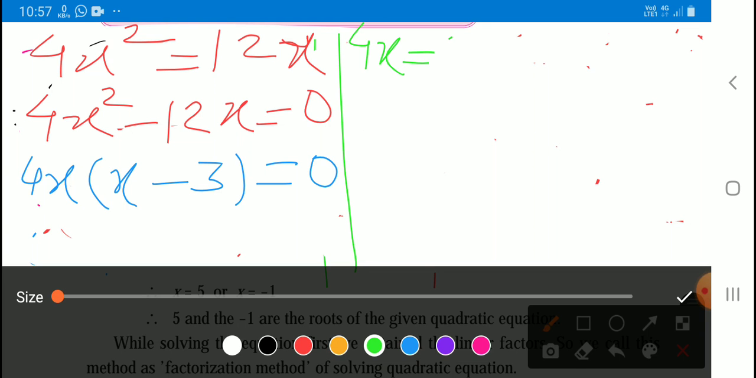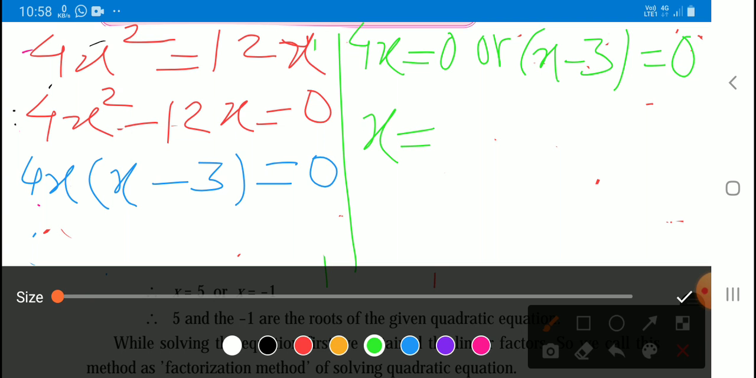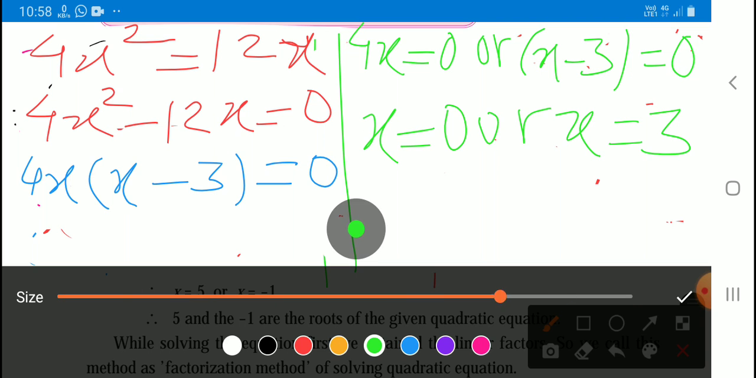So here I can write 4x is equal to 0 or x minus 3 is equal to 0. Okay. Then the first value: if you divide, the value of x should be 0, or the second value, x is equal to 3. Okay, these are the values of the given equation. Now one more type is there that we will see.